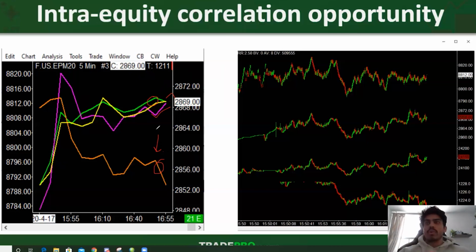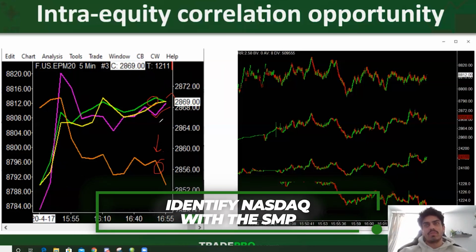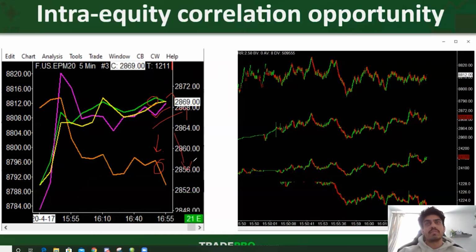The key correlation trade, an amazing correlation trade, is identifying the NASDAQ with the S&P. So if you can identify NASDAQ movements to the upside or downside aggressively and the S&P hasn't gotten there yet, that'd be a great opportunity because the S&P has a lot of NASDAQ names on it and tends to move with NASDAQ pretty well.